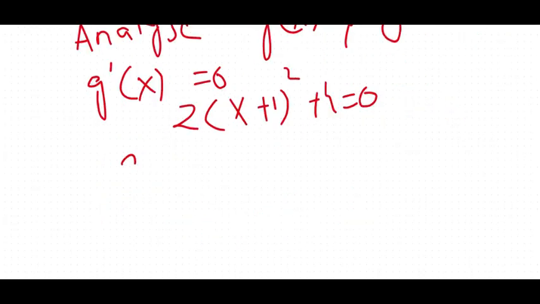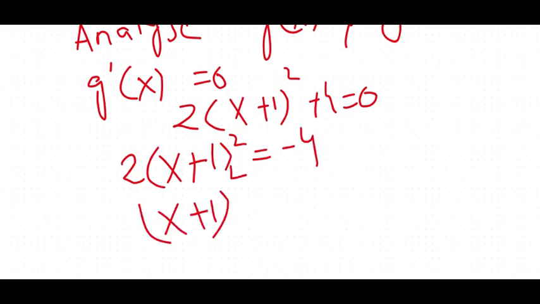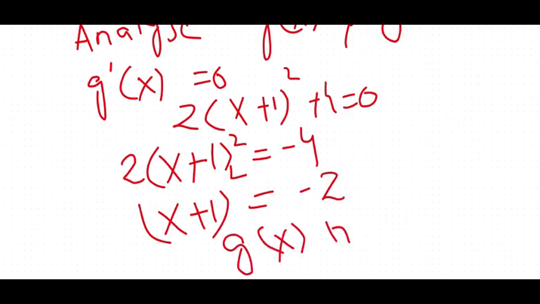Minus 4, and we're taking the square root, x plus 1 equals to... sorry, this is the same equation we have tried over again. So we have only this one. Since x plus 1 whole square cannot be negative for real x, g of x has no stationary points.